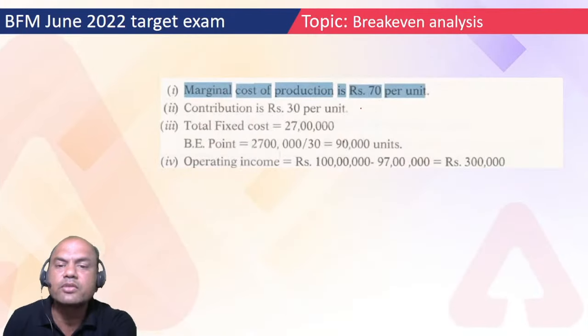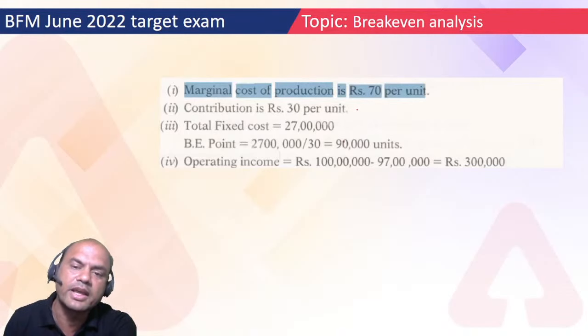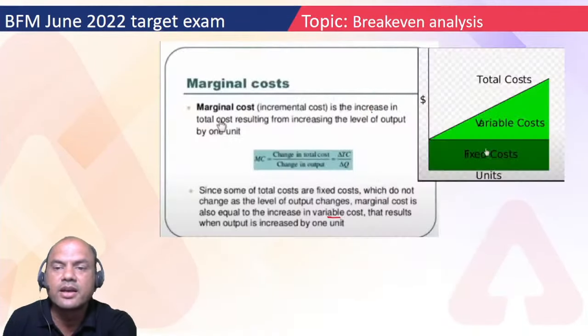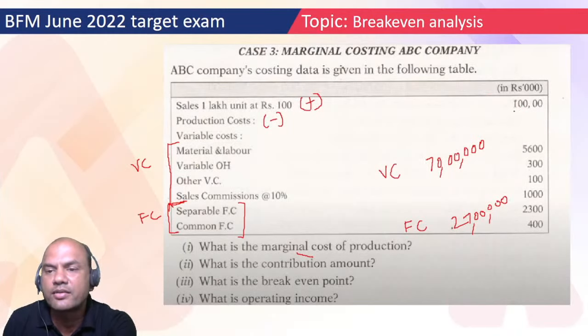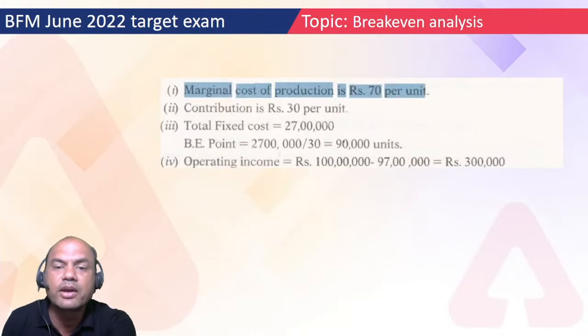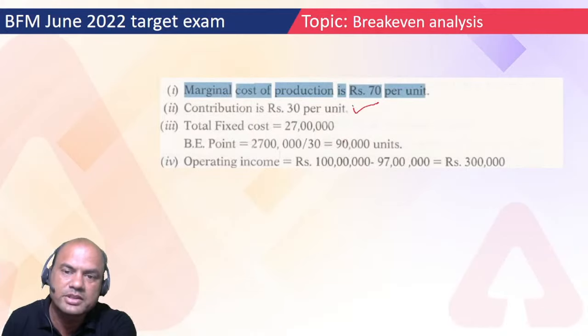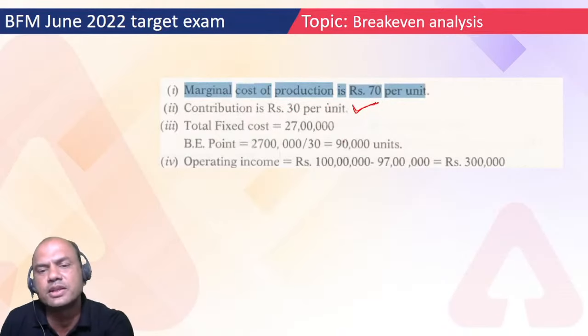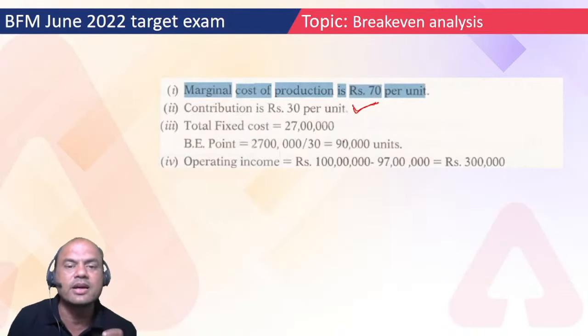Now contribution. What is the formula for contribution? F plus P or S minus V, right? What is S? Again see the figures. S is 100. Forget these zeros because these are common. So 100 is my sales minus 70 is my variable cost. S minus V is contribution. So 100 minus 70 is 30, because we are taking per unit over here. That's why 30 is the contribution. If you are asked in the exam for total contribution, not per unit, then you multiply it by this 1 lakh units, okay? So 30 lakh will be the answer over here.